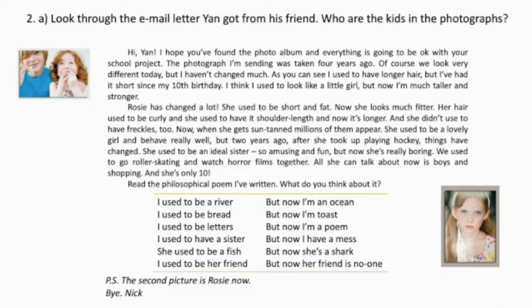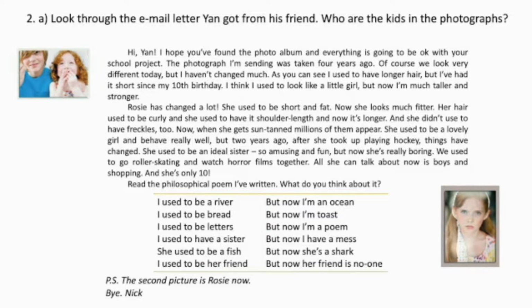The photo album and everything is going to be okay with your school project. The photograph I'm sending was taken 4 years ago. Of course, we look very different today, but I haven't changed much. As you can see, I used to have longer hair, but I've had it short since my 10th birthday. I think I used to look like a little girl, but now I'm much taller and stronger.